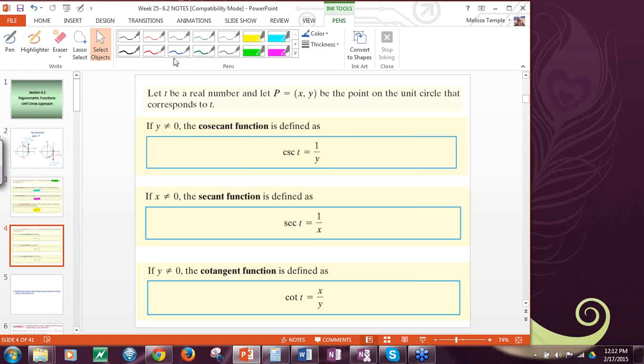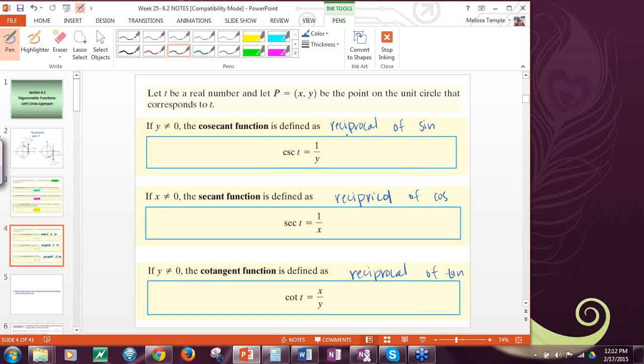So cosecant is simply the reciprocal of sine. Secant is the reciprocal, that's a hard word to spell, of cosine, and cotangent is the reciprocal of tangent. Okay, remember reciprocal just means flip the fraction.